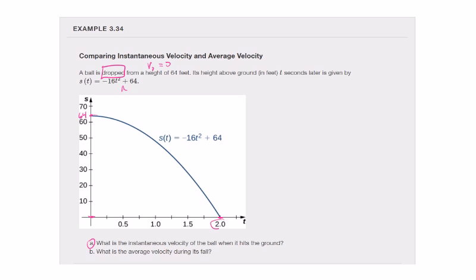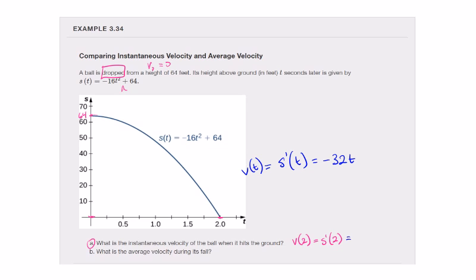So we're asking at 2 seconds, right? So we're basically saying the velocity at 2, right? And remember that velocity is the derivative of position. And so we really want the derivative of position at 2. So first, let's find the derivative of position. So here's the function. So the derivative, we can use the power rule here. 2 times negative 16 is negative 32, so it'll be negative 32t. The derivative of 64 is 0. And so this is the derivative of position, which is also our velocity function.